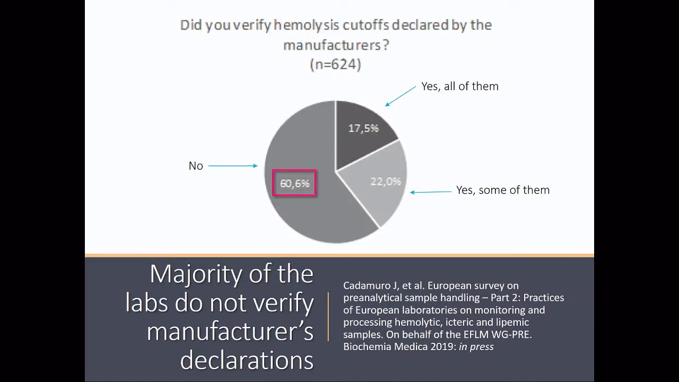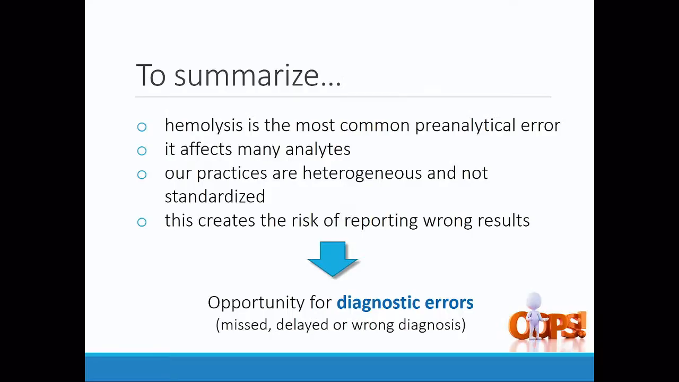When we asked those laboratories which use manufacturer declarations or manufacturer-suggested cutoffs, did you verify those cutoffs in your laboratories before you implemented the assays? Then 60% of laboratories declared, no, we didn't. We believe manufacturers, so we take those declarations and we use them to make our decisions on whether we will accept the sample or reject the sample for analysis. And I truly believe this is very wrong, and the speaker after me will be talking about the reasons why this is a very wrong practice.